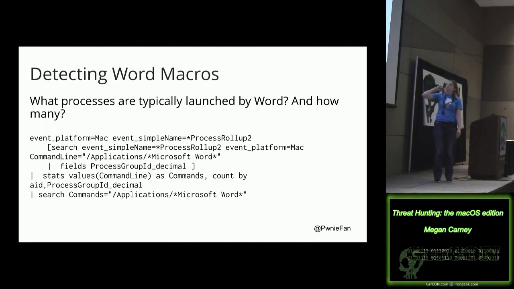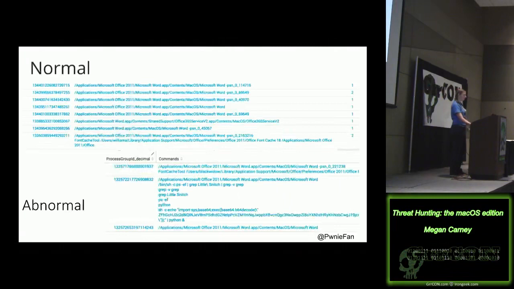This is actually a Splunk query for those of you who know Splunk. But basically what we're asking is, what processes does Word typically launch? And how many of them? Just to set a baseline for your environment. If you have an accounting department that runs a lot of specialized Word documents or spreadsheets, maybe this is going to look different for you. But it will answer the basic question.